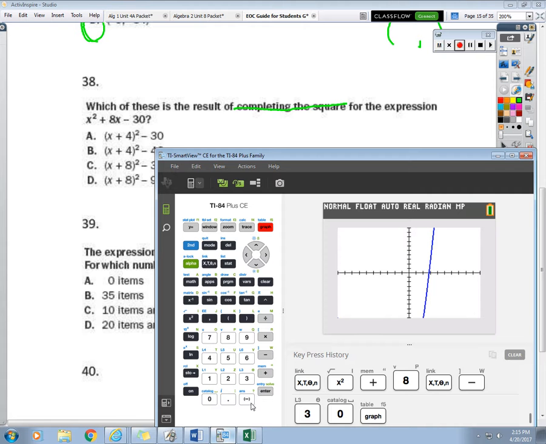Okay, but look, when we graph that, we don't really see a lot of the parabola, do we? It looks like we only see the right side.